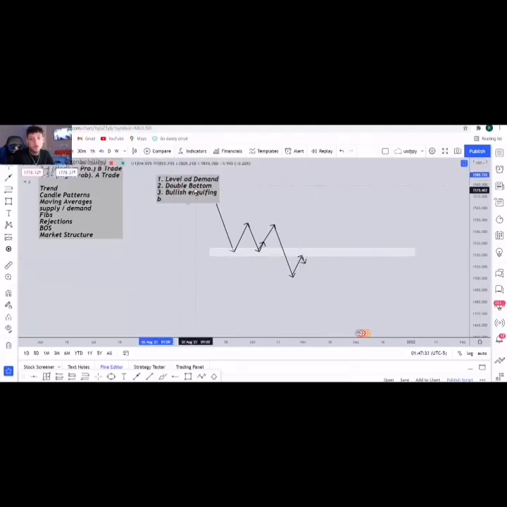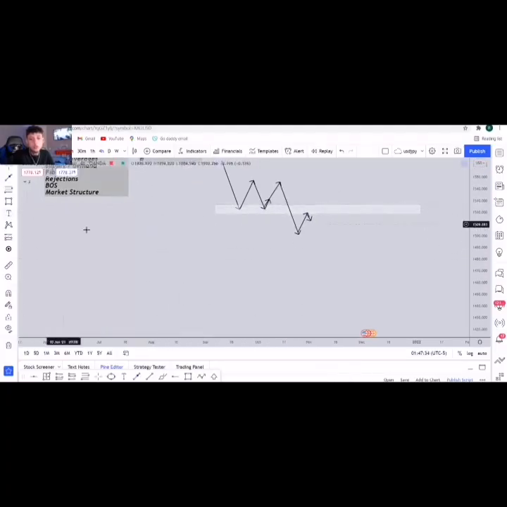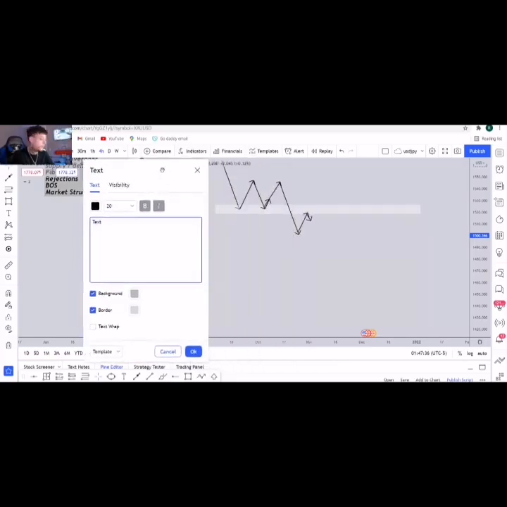Okay, setup 1, done. And let's go on to setup 2. This is setup 2, right? So we have a previous level of, again, we're at a previous level of supply, right? 2, we have a bearish engulfing. 3, we have the SMAs being red over blue.